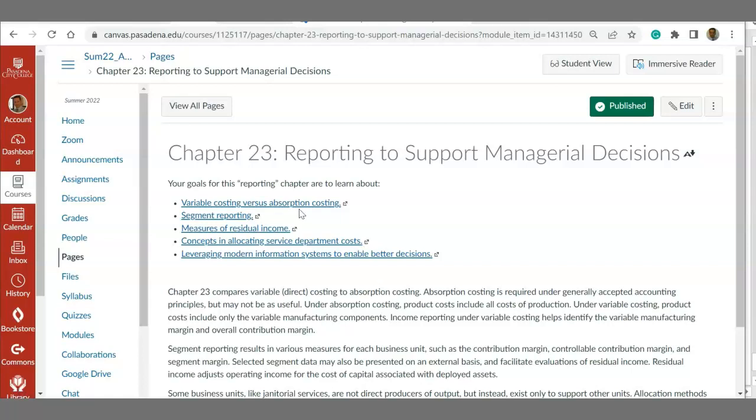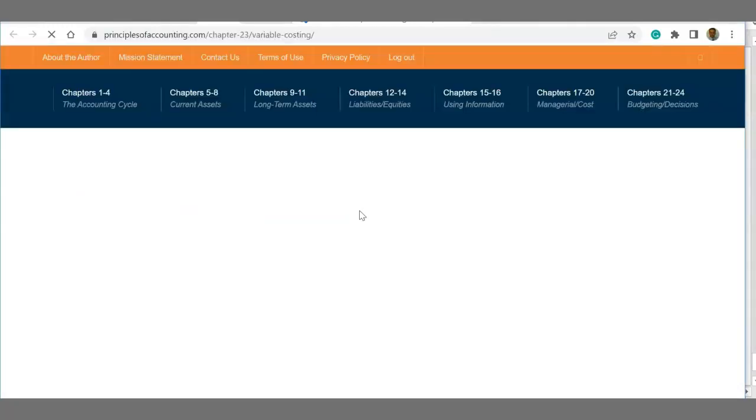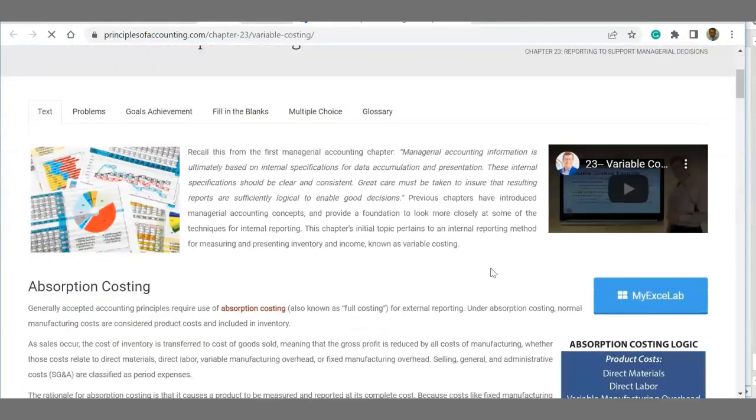Okay, so for chapter 23, we are looking at variable costing versus absorption costing. We will look at segment reporting. We are going to look at residual income and how to measure it, and some other details later on at the bottom. So let's go one by one and see what's going on in your book, and if I can explain it a little bit more.